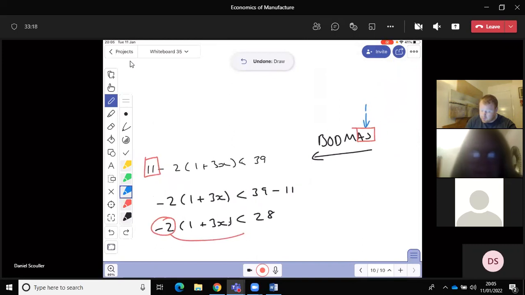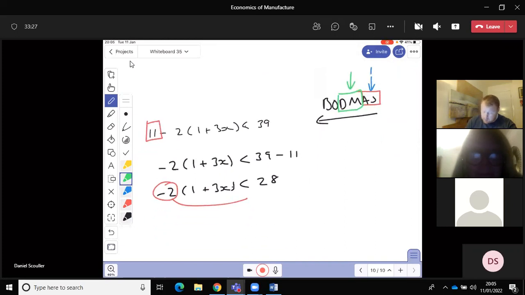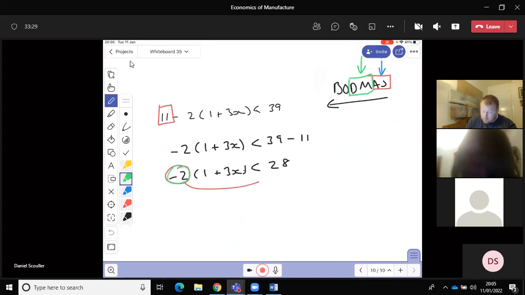Any add or subtract, we're moving that first. Then we look at any divide and multiply. Okay, we'll look at that second. So we're taking that -2 and we're taking that across. Because it's a negative, that sign in the middle has to flip. Because on the right-hand side now we need to divide by a negative, that symbol now flips.